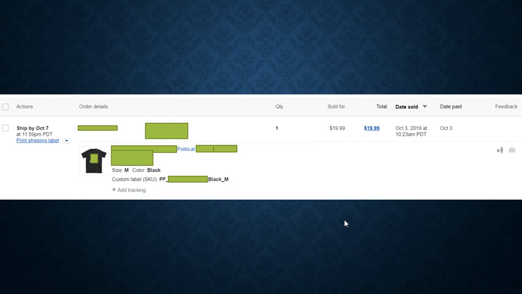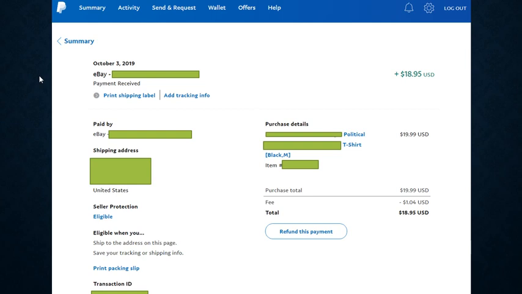So what happens next? Somebody's purchased that, and this is the screenshot of my PayPal account. I've received this money minus PayPal fees, which is $1.04, for the total of $18.95 for that t-shirt. As you can see here, political t-shirt, medium black. Simple. So that answers the first part of the question that a lot of people have been asking me: how do you collect the money? This is how. You sell something through eBay and the money goes into your PayPal account.